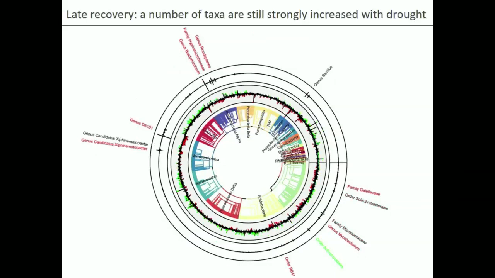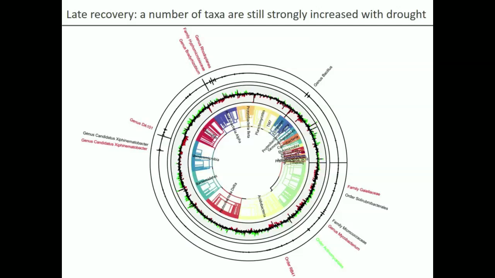And so you can see that certain entire clades of bacterial taxa continue to be increased in the drought treatment, and that these really persist, especially this genus DA101, but also the Bradyrhizobium and the Mycobacterium. These really persist, being increased in the drought treatments. So these are really bacterial indicator taxa for drought.